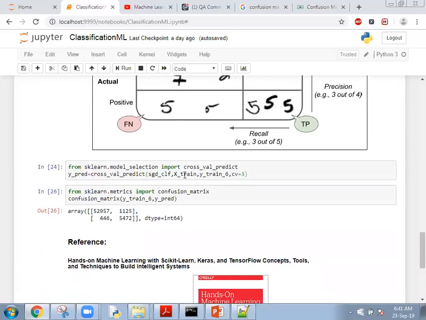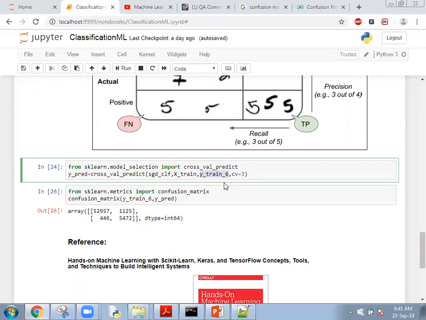The same classifier, and after that I am giving the X_train and y_train values. And it will have the splits, like cv equal to 3. So it will have 3 folds and make the predictions over that. It will give better performance and better prediction by using the 3-fold cross validation.